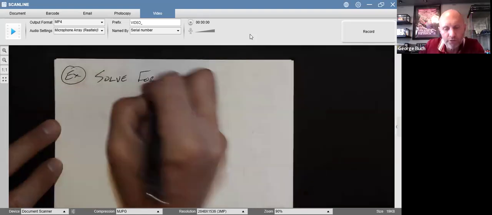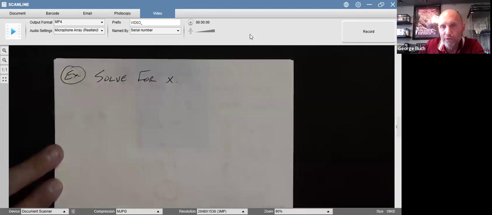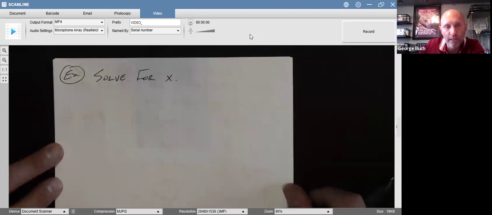So solve for x. And in this situation, it does not say round your answer. So just like WebAssign, if it doesn't say round your answer, I don't want a decimal answer. So put away your calculator. You don't need it for this problem.